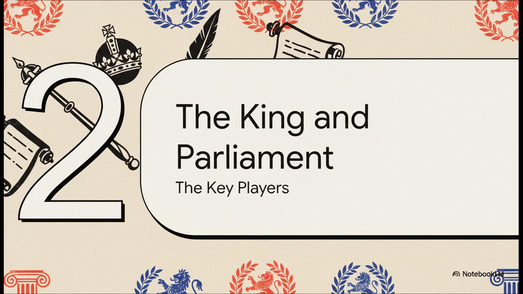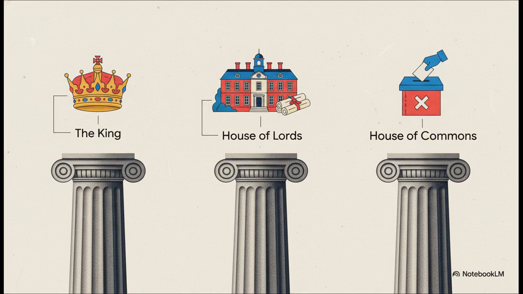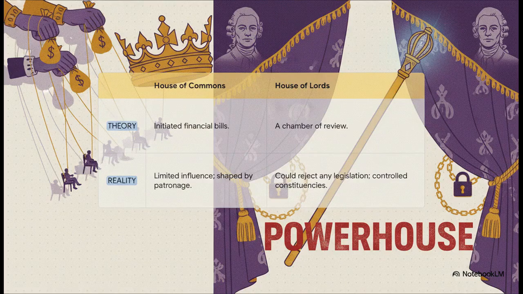Okay, so let's take a closer look at the key players in this political drama and what their jobs were actually meant to be. So here are the main pillars, right? The king, who held the executive power. He got to pick the ministers to run the government. Then you had the House of Lords, which was basically made up of the country's richest landowners who just inherited their seats. And finally, the House of Commons, filled with members who were in principle elected to represent the people. Seems simple enough. And here, this is where we see this massive gap between the idea and the reality.